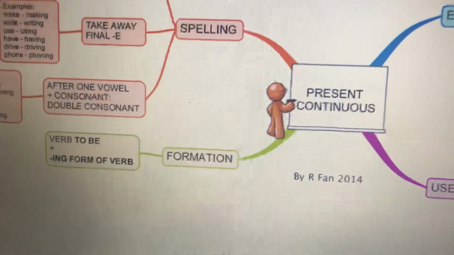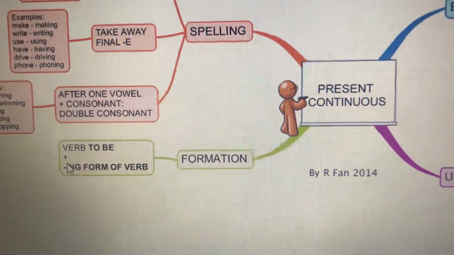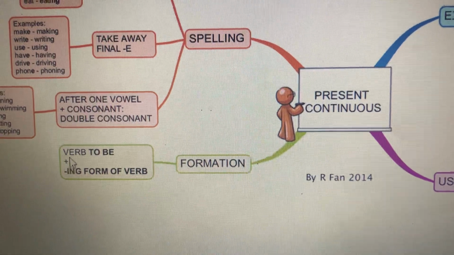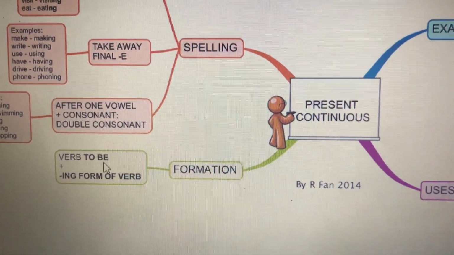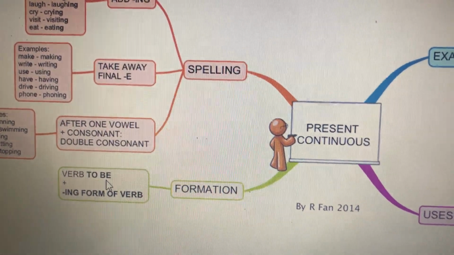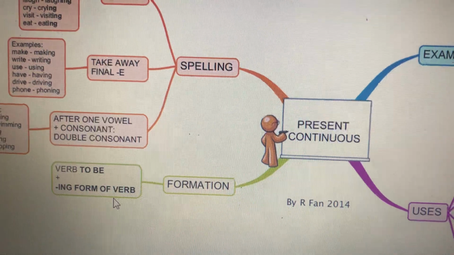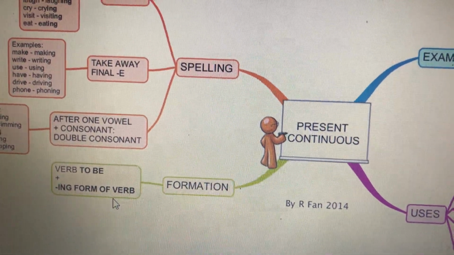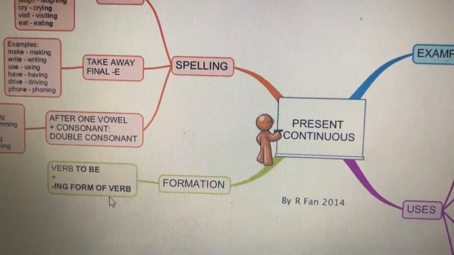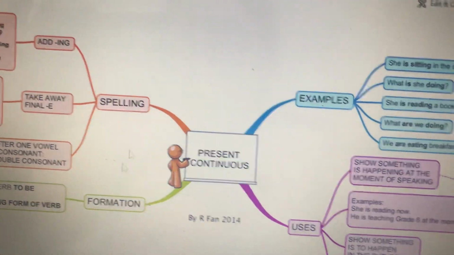Let's now go to the formation. How can I form a sentence in the present continuous form? The verb to be, which are am, is, are, regarding the subject that we have, plus the ing form of the verb. So the verb adding to it ing. And here are some examples regarding the formation.